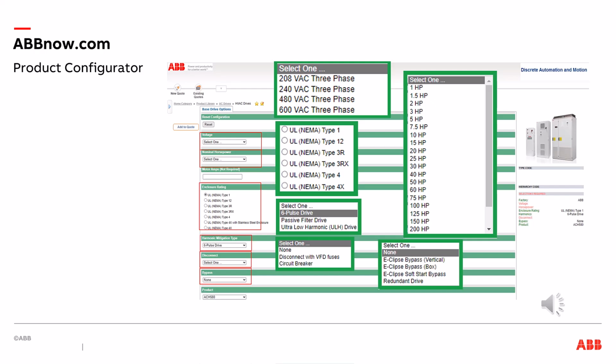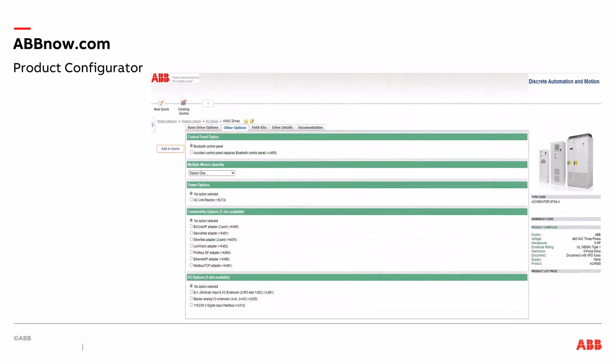If you want a bypass option, you can select those specific options as well. The product configurator then allows you to select your other options and field kits as needed, including control panel options, selecting if you were supporting multiple motors, power options, as well as your connectivity and I/O options. After entering this information, you can select the Documentation tab to see the dimensional and electrical drawings, and if you select Add to Quote, you can get a pricing and proposal package for your selection.